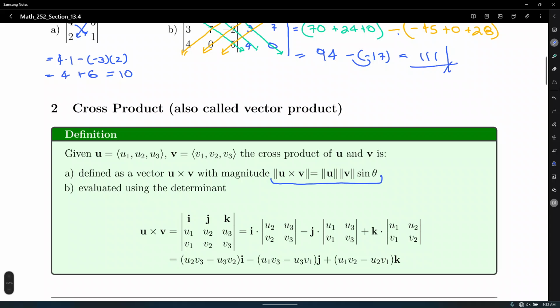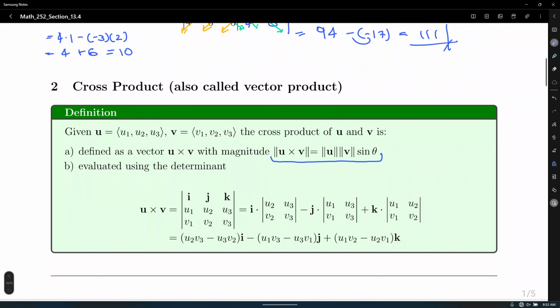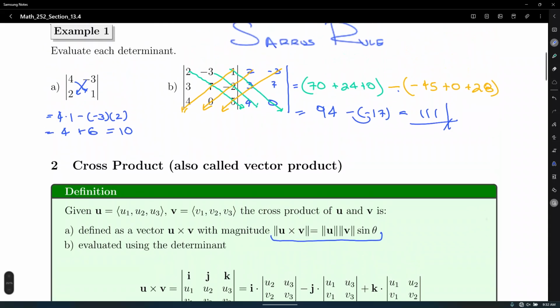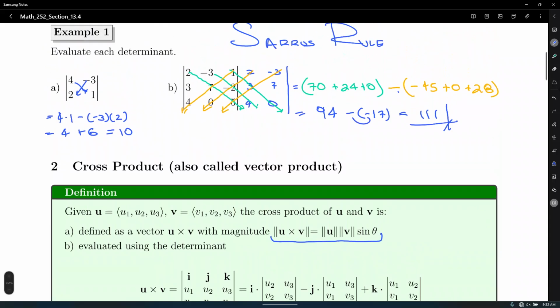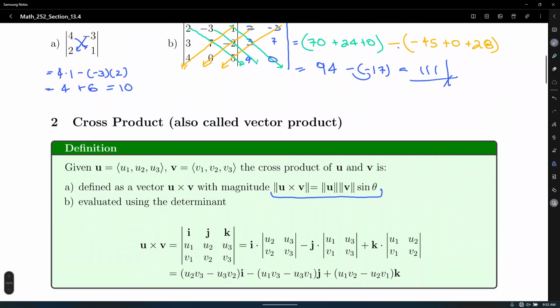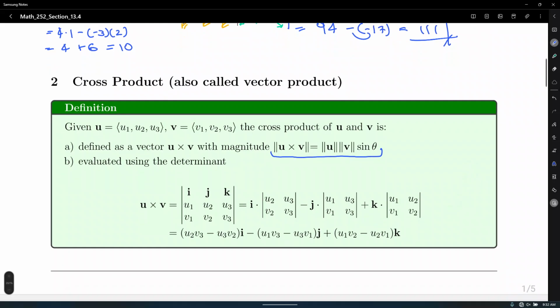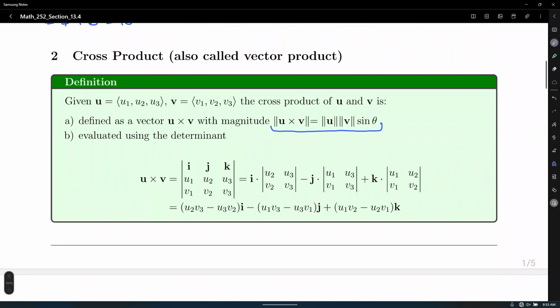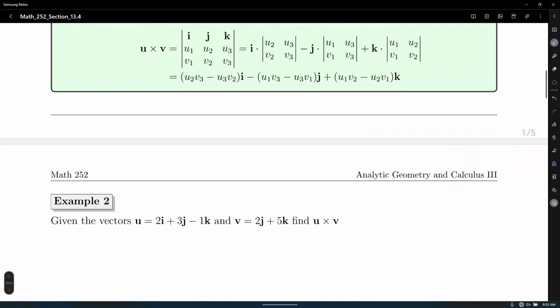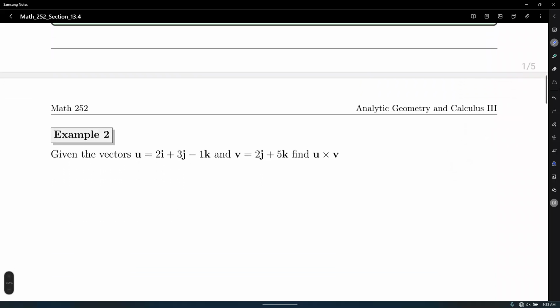Okay, and the other way to get it is by evaluating this determinant. And again, this is the formula I have to give. It's from the textbook. It's what you are going to see on MyMathLab when you click on view an example. But again, I'm going to use the Sarrus rule to evaluate this quicker. However, if you still prefer to evaluate it this way, that's fine. I don't have a problem with it. Okay, so how about we find some cross products here?